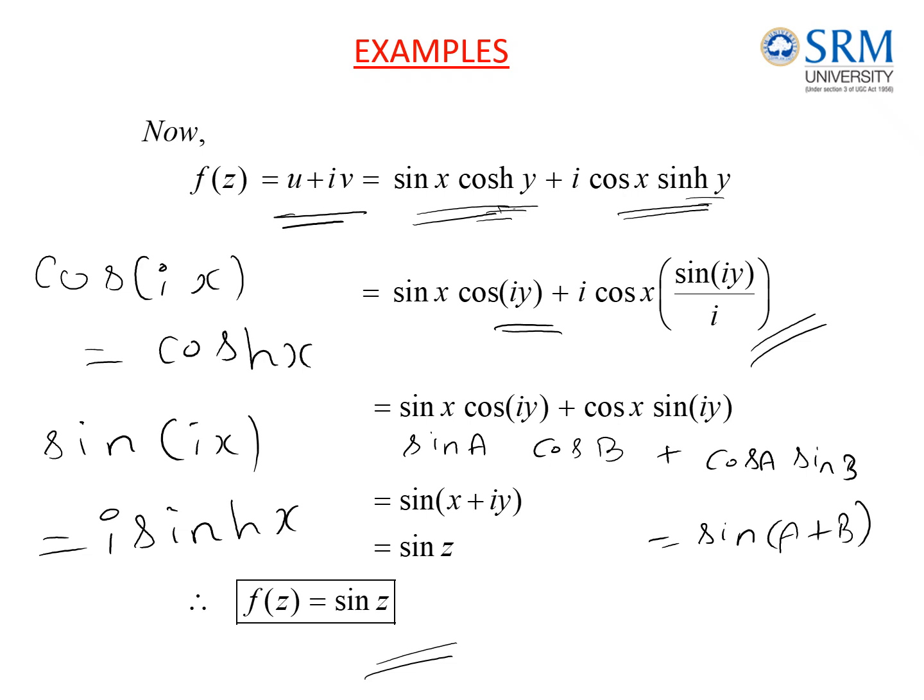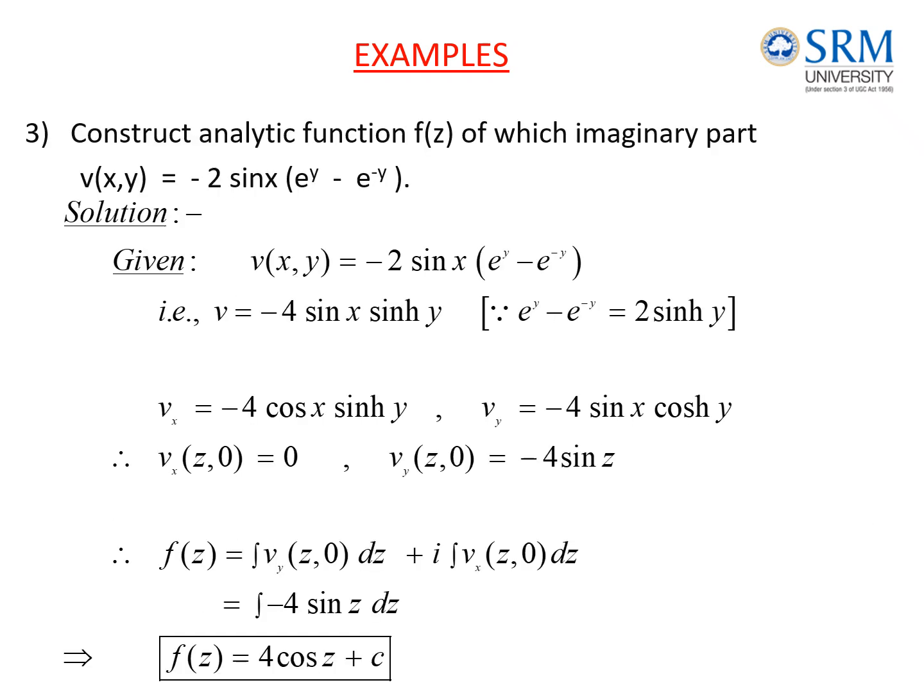Then the other way of finding what is f of z is by using Milne Thomson method. We can find directly what is f of z. That you can try. Then next, so two examples we saw where u is given, how to find the analytic function. In this problem v is given, and then using Milne Thomson method we are going to construct the analytic function f of z. So here v is given.